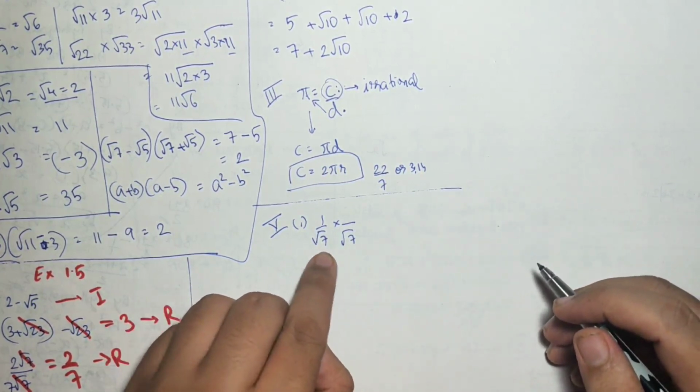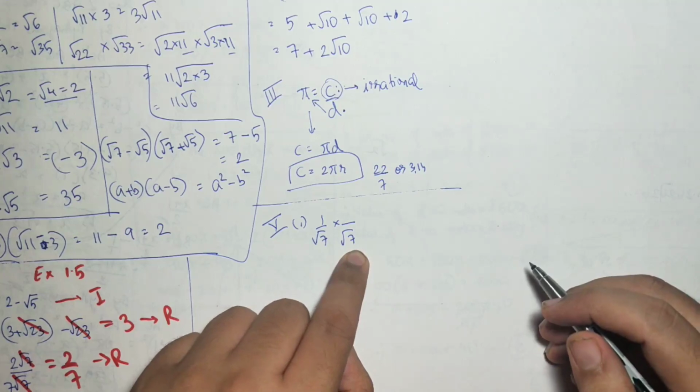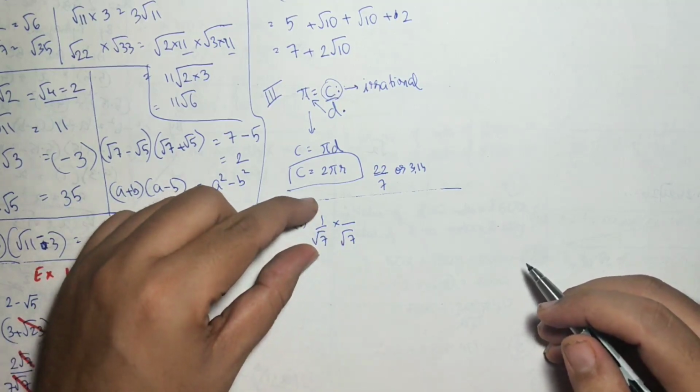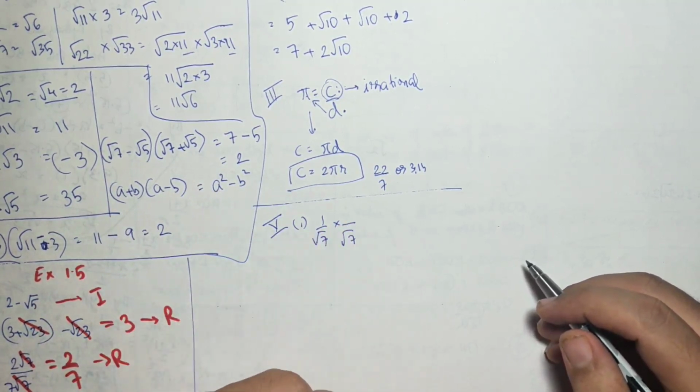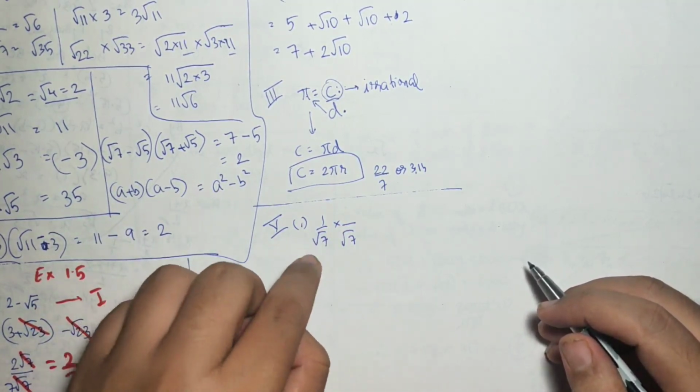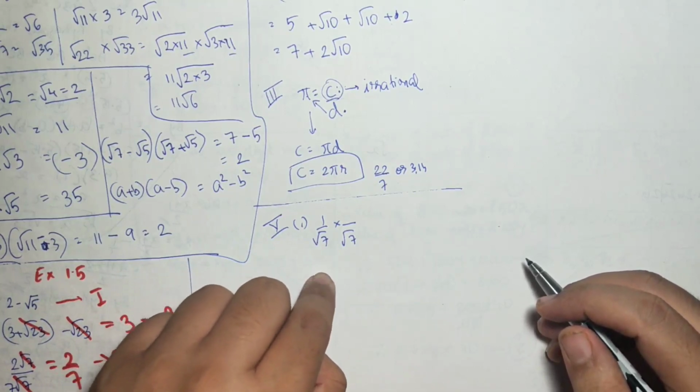So I am multiplying the denominator with root 7. But the value of this fraction will change because only the denominator is getting multiplied. The numerator is not getting multiplied. I have to keep the value of the fraction equal also.